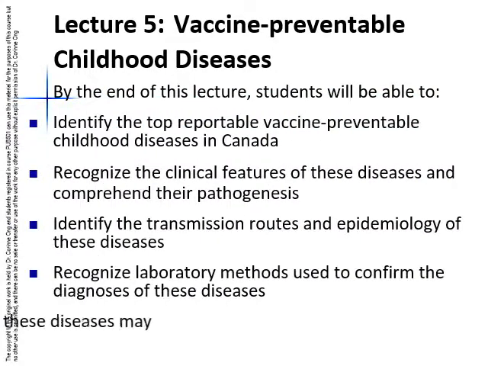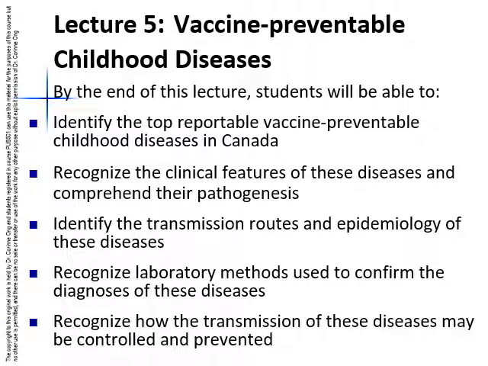This week, we'll look at a handful of reportable communicable diseases that are included in the routine childhood immunization program in Canada, which are chickenpox, pertussis, mumps, measles, and invasive meningococcal disease. Rubella will also be included since it is necessary to be able to distinguish this disease from measles. We'll also be able to recognize the clinical features of these diseases and comprehend their pathogenesis, as well as identify the transmission routes and epidemiology of these diseases, recognize laboratory methods used to confirm their diagnoses, and recognize how the transmission of these diseases may be controlled and prevented.